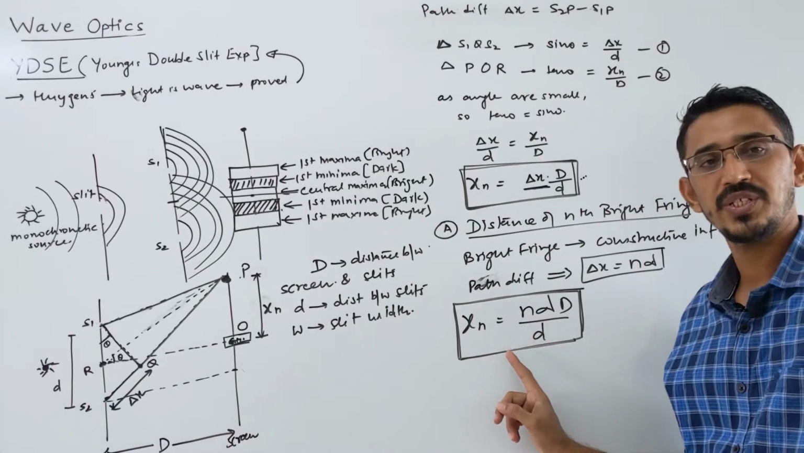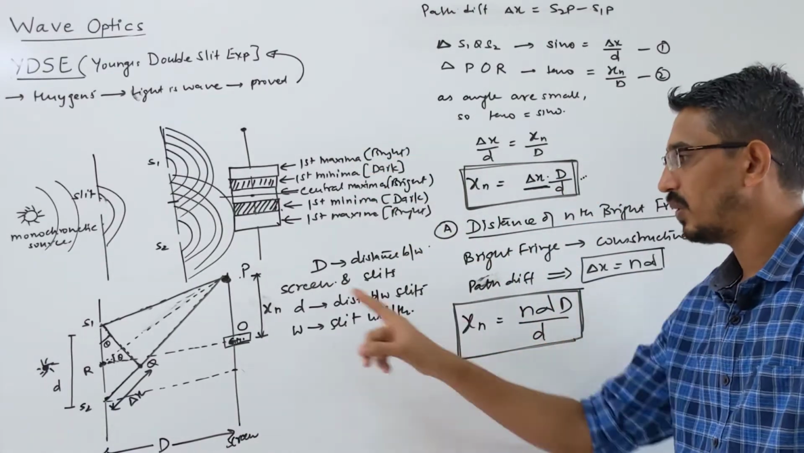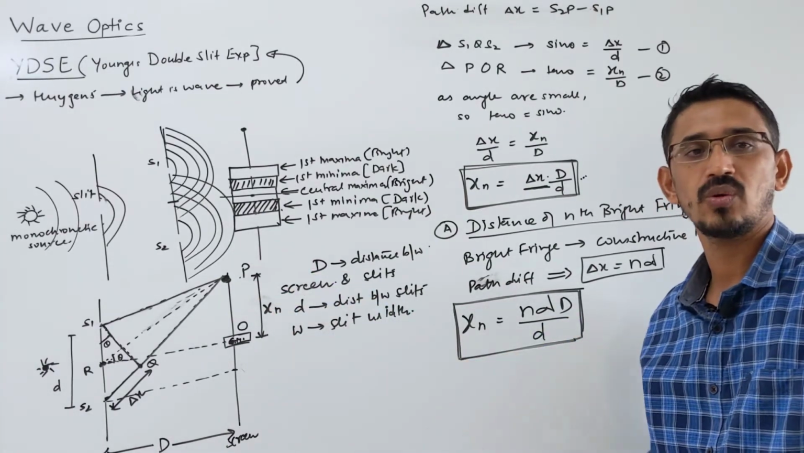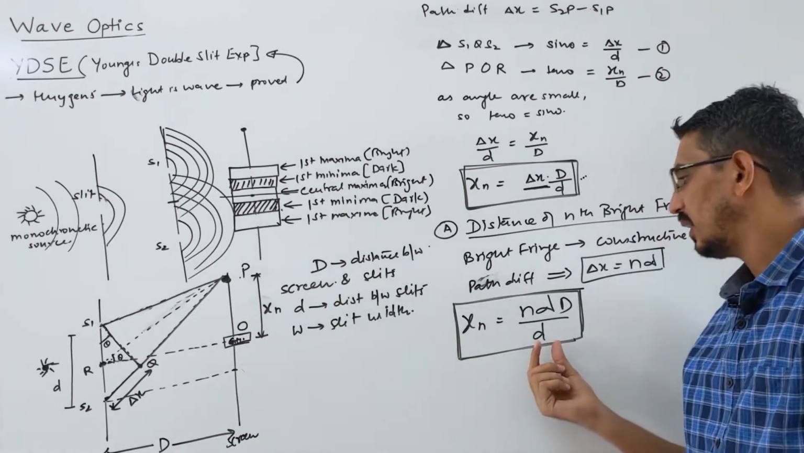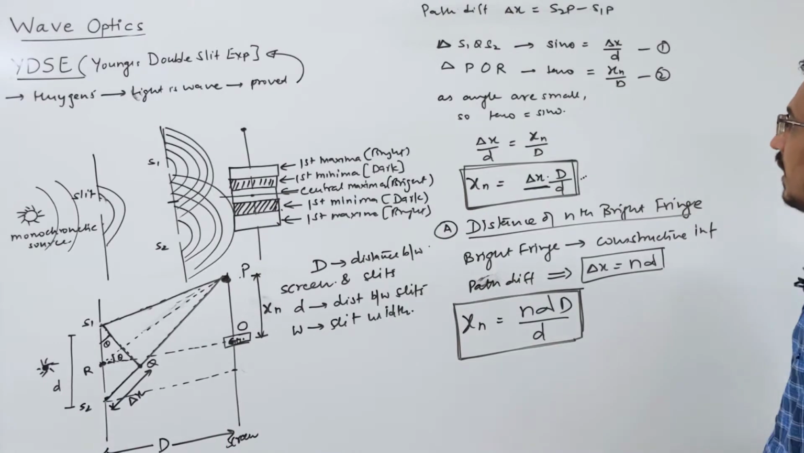n is the name of the fringe. If I ask for the distance of the 10th bright fringe, we use 10 wavelengths there, along with the distance of the screen and the distance between the two slits or two sources. So this is the distance of the nth bright fringe, clear?